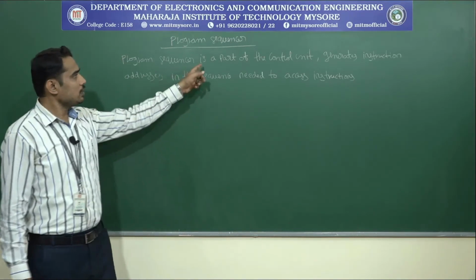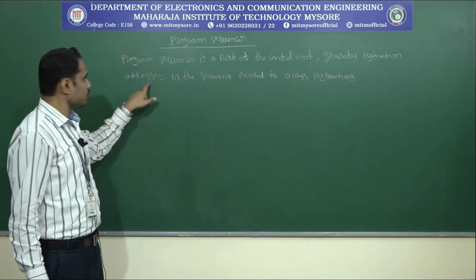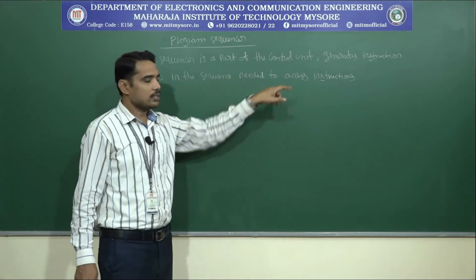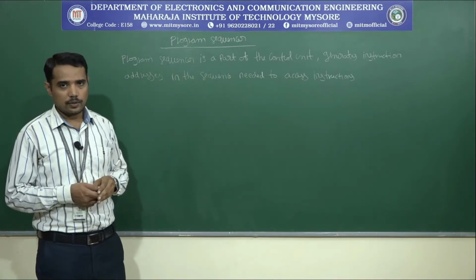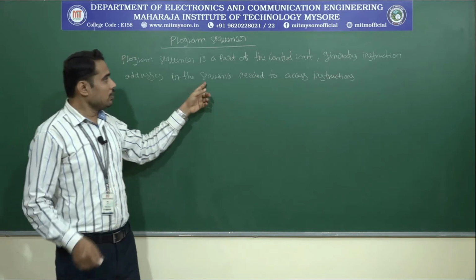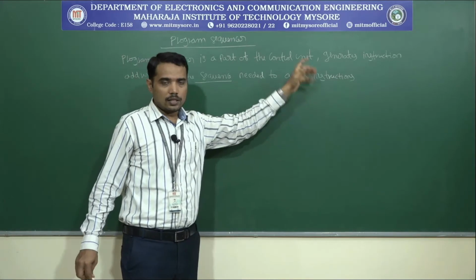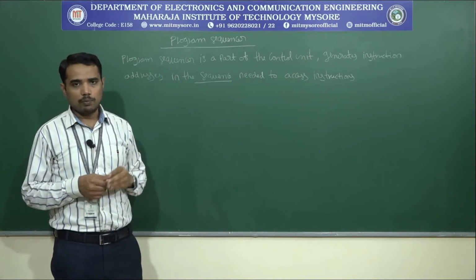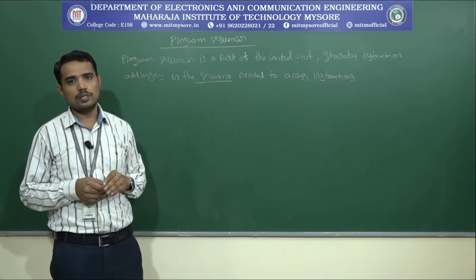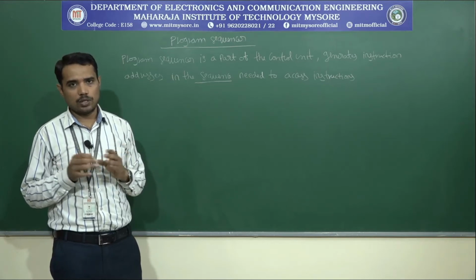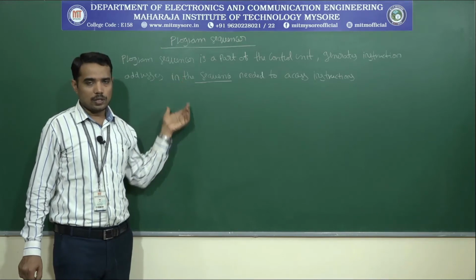The program sequencer is a part of the control unit which generates instruction addresses in the sequence needed to access the instruction. This program sequencer is going to generate the instruction addresses in sequence according to the sequence to access the instructions that are stored in the memory. Normally, the instructions are going to be executed in the order in which they are stored in memory. On that basis the program instruction sequence will happen.